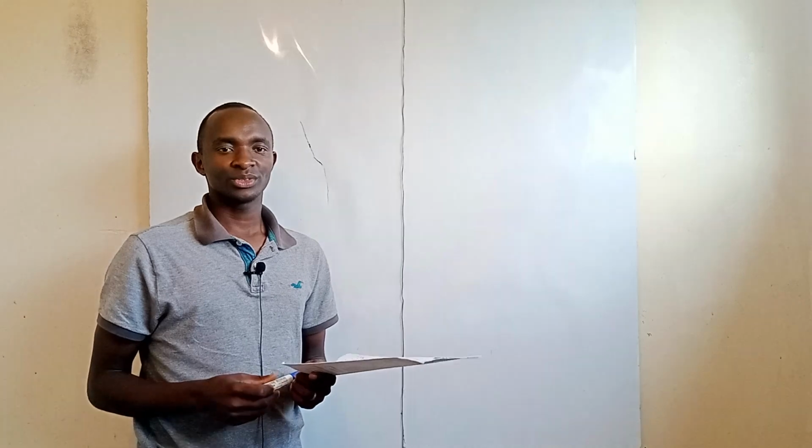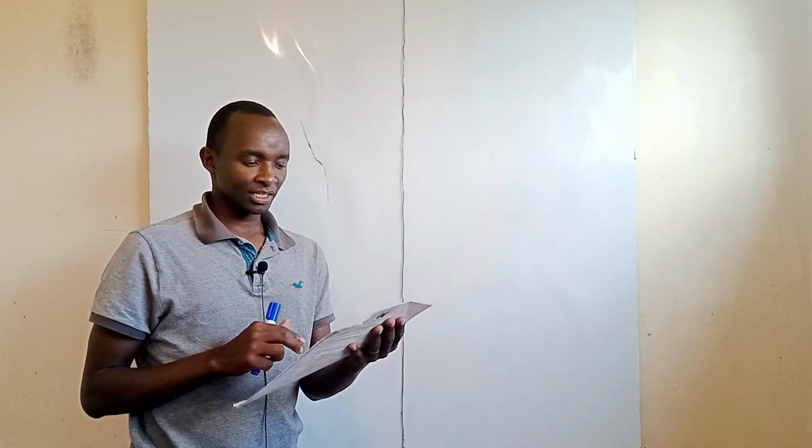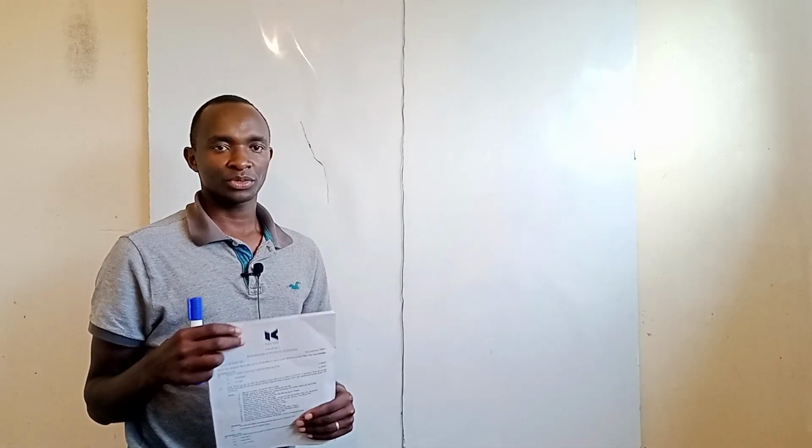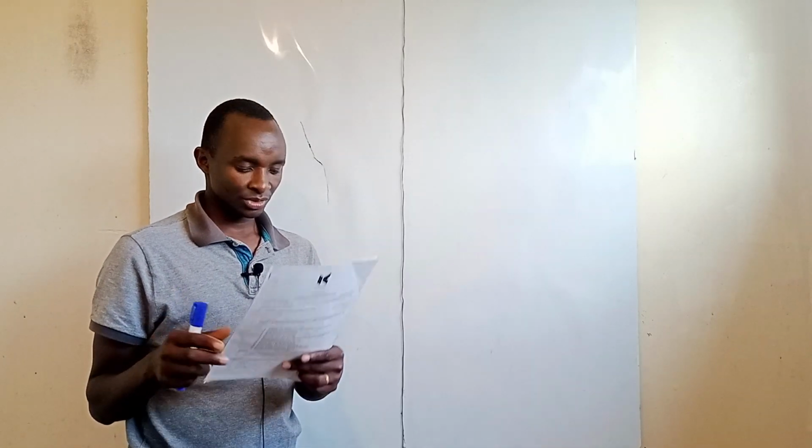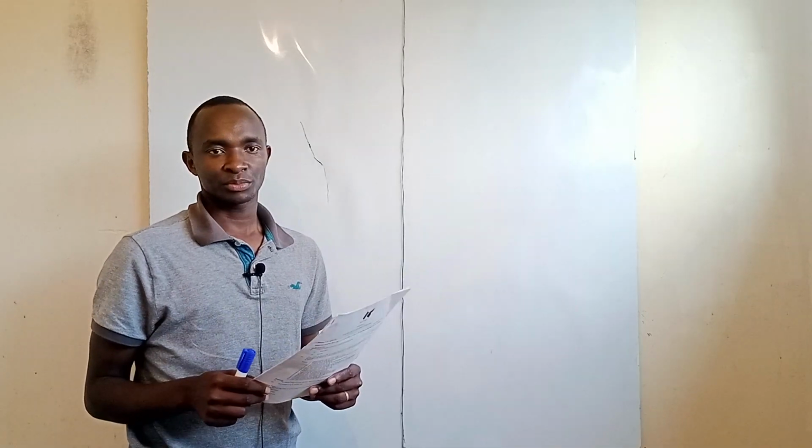Welcome to another session of Kurgateri Finance and Accountancy Tutorials. Today we are going to look at an example that was examined by KASNEB. This one is extraction of the statement of profit and loss account and also the statement of financial position.